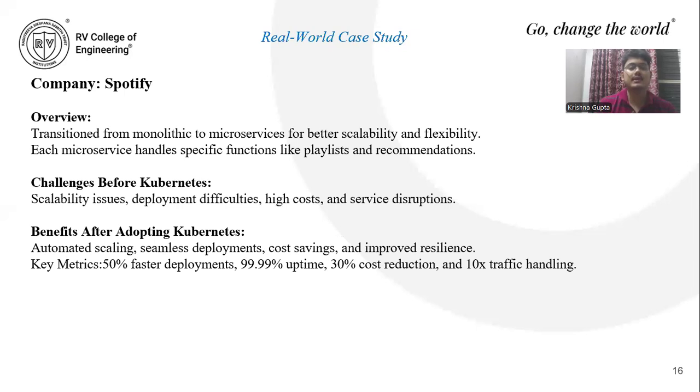So the real world case study is of Spotify. Spotify is a widely renowned music streaming platform, and what happened is that it was first following the monolithic programming paradigm. So it transitioned from monolithic to microservices. And what does microservices offer? It offered better scalability and flexibility. So now different microservices can handle different services inside Spotify. For example, one service can handle the playlist, and a different service can handle the recommendation.